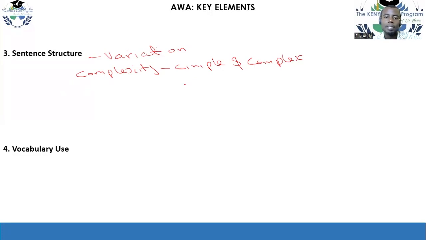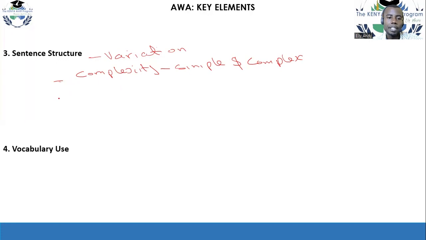So it should not be that all your sentences are simple or just have one part, or all your sentences are complex, that is made up of different or multiple phrases. Vary them, because your writing needs to be natural. And good natural writing has varied complexity in terms of sentence structure. So be on the lookout for that.